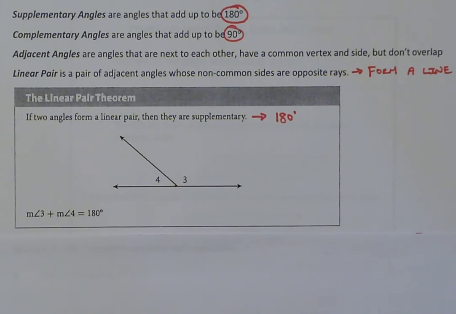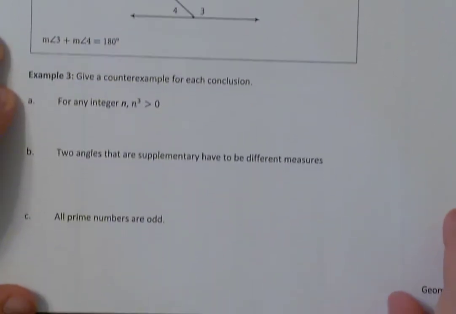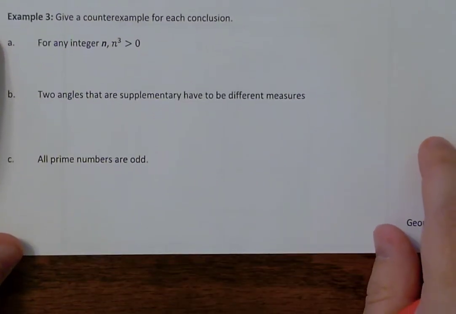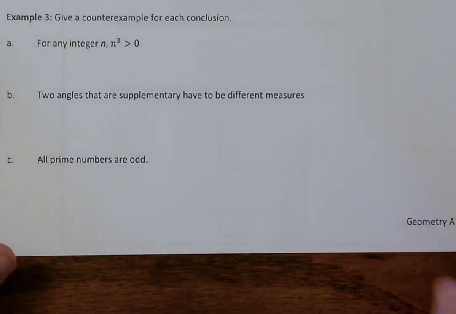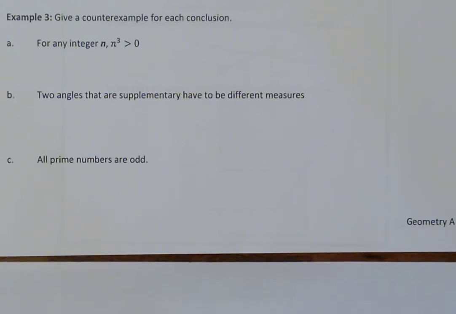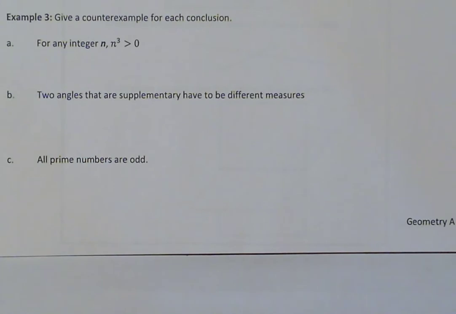All right, so example 3 is going to have us talk about counterexamples. And there's a couple different scenarios and situations that we have here. So for A, it says for any integer n, n to the power of 3 is greater than 0. So what that probably means is any number that you put to the power of 3 is going to be greater than 0.